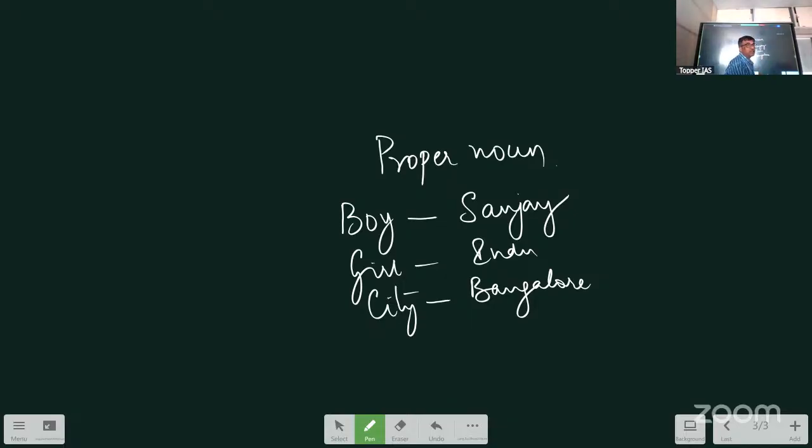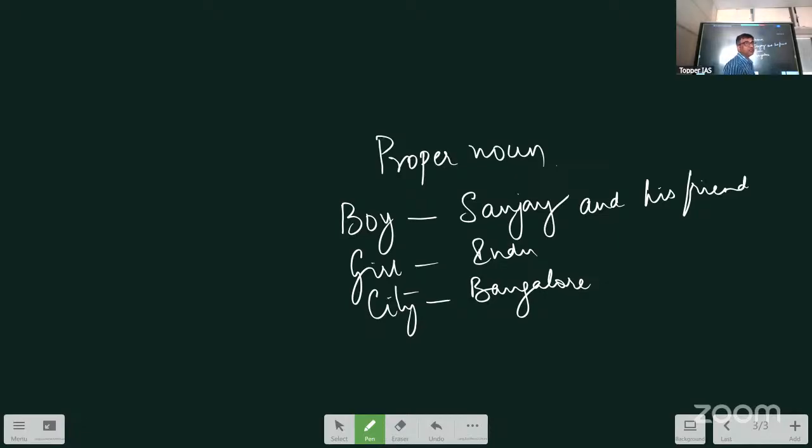But what if I want to have a plural proper noun? I can only add "and". So Sanjay and Praveen, Hindu and Ashya, Bangalore and Mysore. So you can add "and" to make it plural. You can add even a common noun to it. Not necessary that you should add only a proper noun. For example, Sanjay and his friend. Now friend is a common noun. Is that clear, all of you?